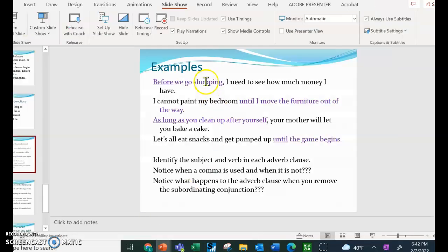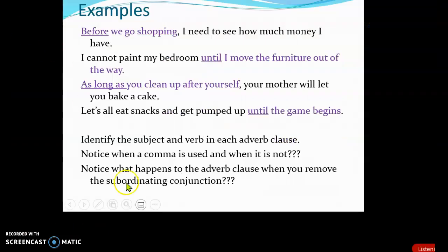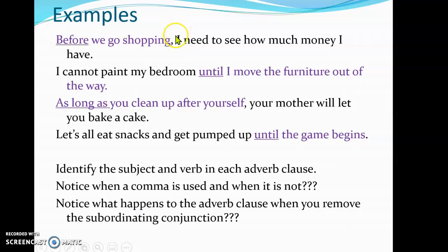Let's take a look. So let's imagine that we can't see purple. I need to see how much money I have. That's the independent clause, okay? We've taken out the purple. I cannot paint my bedroom. Your mother will let you bake a cake. Let's all eat snacks and get pumped up. What do you notice about everything written in black now that I've taken the purple out?